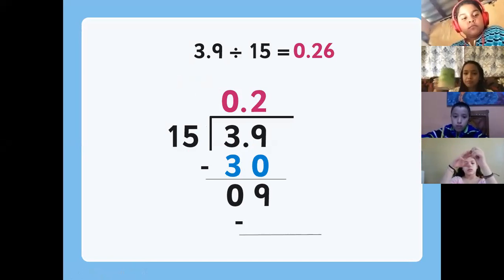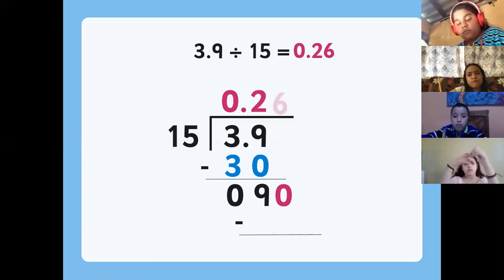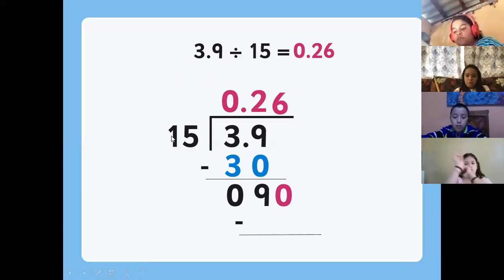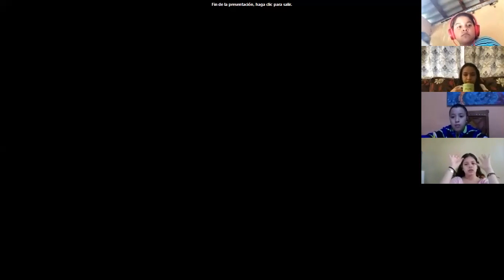Okay? We add a 0 here because we're dividing decimals. And 6 times 15 is 90. And the answer is 0. Let's see another one. No, that is the last one.